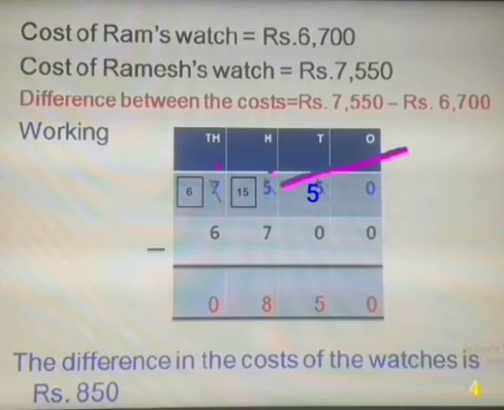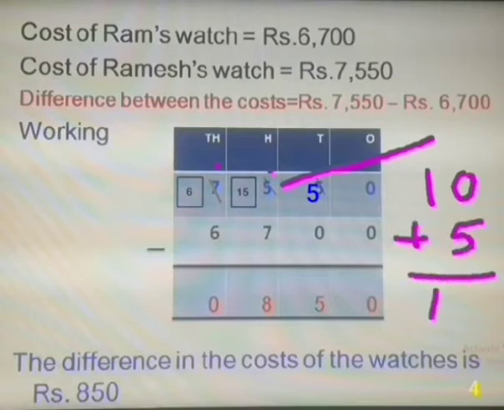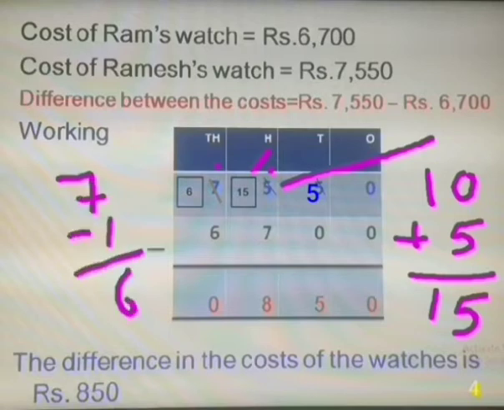So 5 will increase by 10. So 10 plus 5 is equal to 15. So this 5 will become 15. And 7 will reduce by 1. So it will become 6.